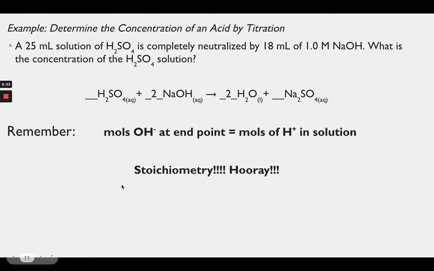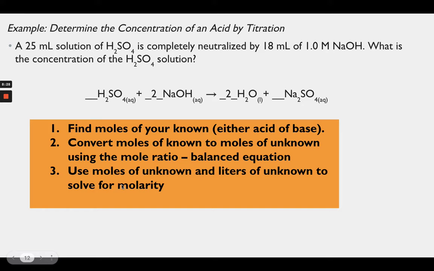Okay, so now we're going to have to do a little bit of stoichiometry. I'll show you how this works. So you're going to find the moles of your known. We can do that by using molarity times volume in liters. You're going to convert the moles of known to moles of the unknown using the mole ratio, that 2-to-1 ratio. And then you're going to use the moles of the unknown and liters of the unknown to solve for molarity of this solution. And then you know the concentration.